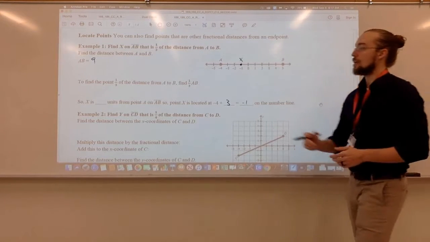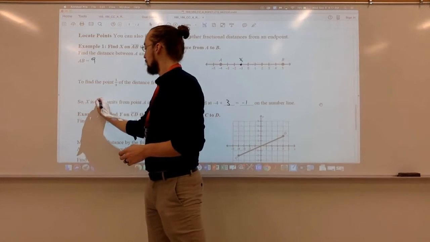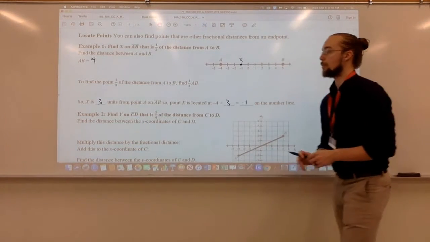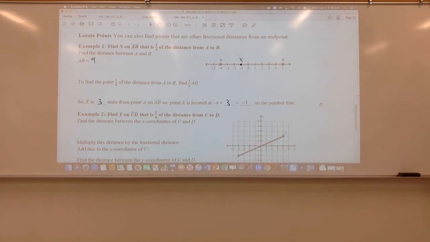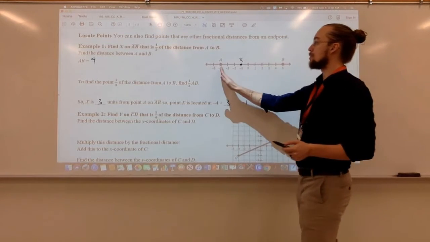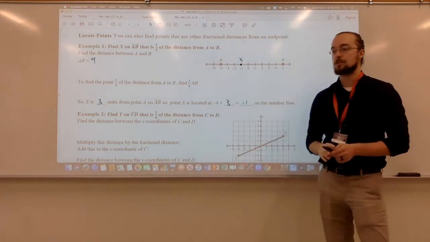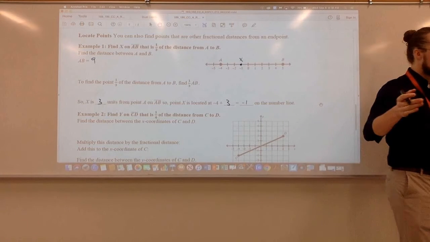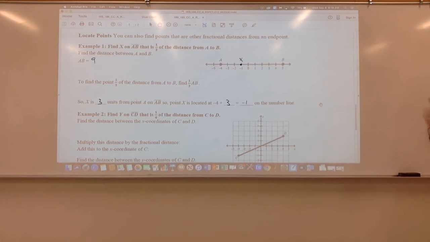I guess I forgot to fill in this one. So x is 3 units from point A. So x is located at our starting point plus that distance. In one dimension, all we're saying is, if I want to go a fractional distance, I'm going to take the whole distance, multiply by that fraction, and then start at my starting point and go that distance. You okay with that one?